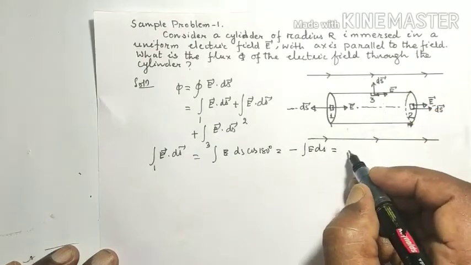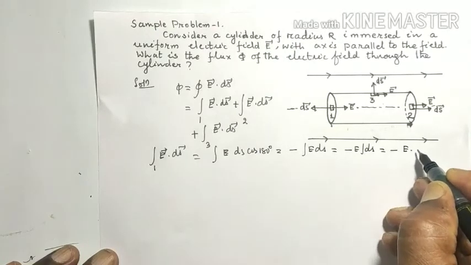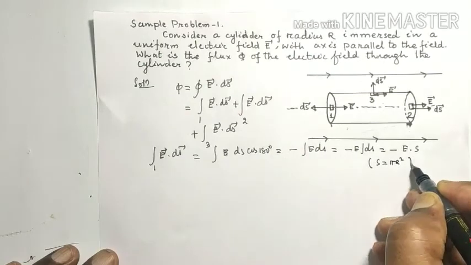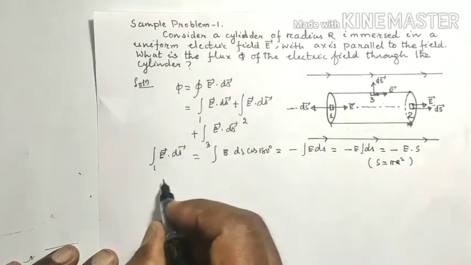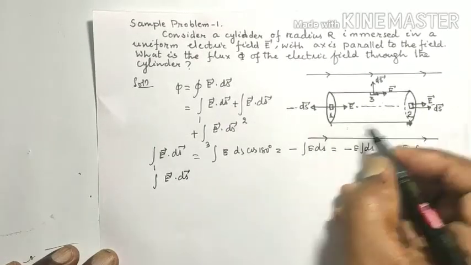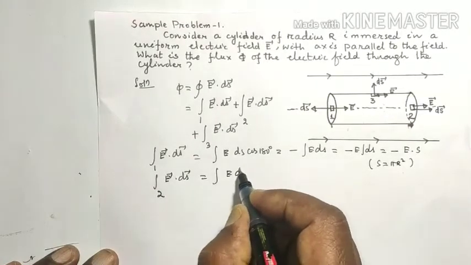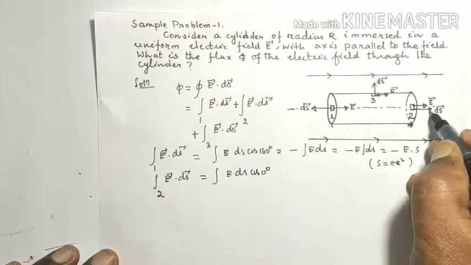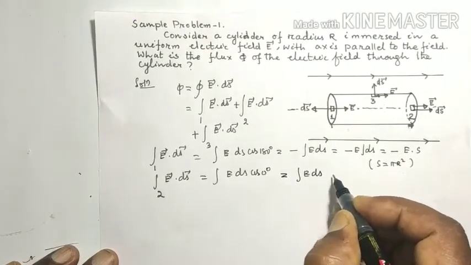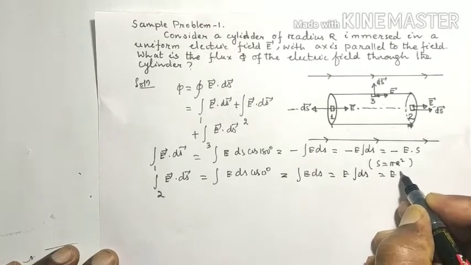This field is uniform, so minus E integral of ds, that is equal to minus E into S, where S equal to pi r square, area of the cap. Similarly, integral of E dot ds over right cap equal to integral of E ds cos 0 degree. Here E and ds are parallel, so this is equal to integral of E ds. E is constant, E into integral of ds, that is ES.